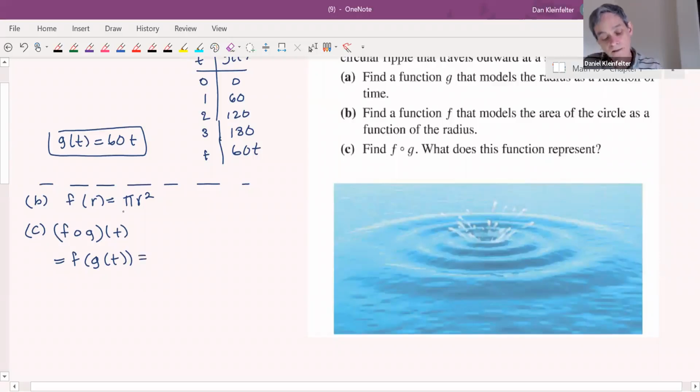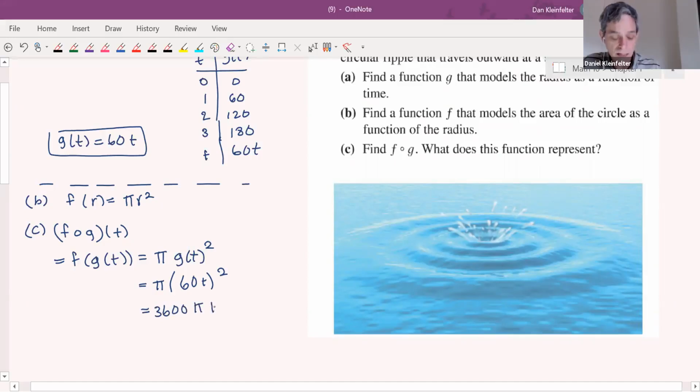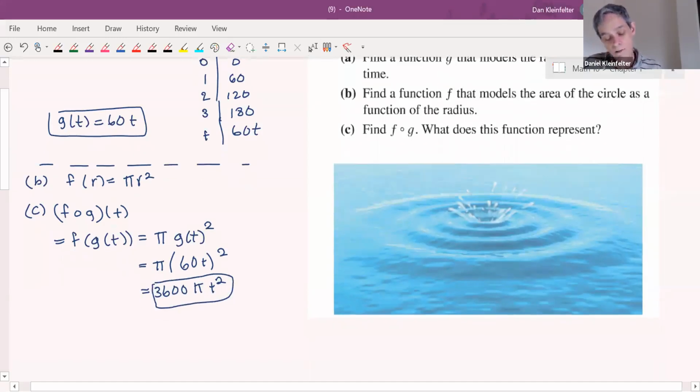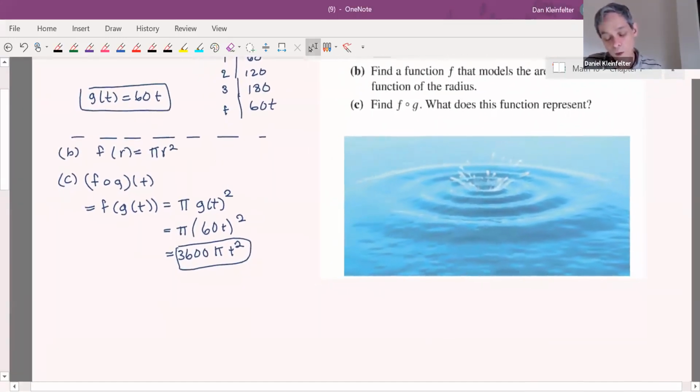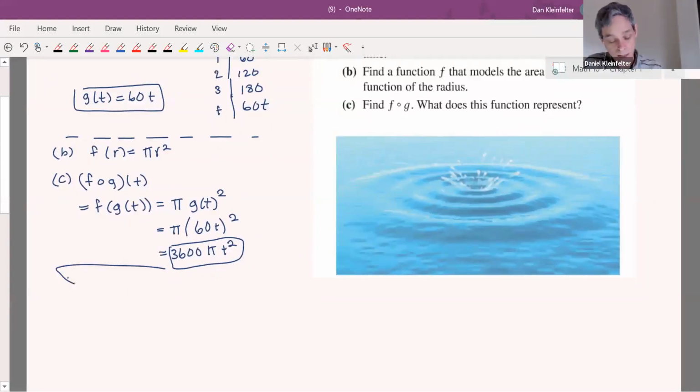So we're taking f, which is this pi r squared function, and we're putting into it g of t. So this will be pi g of t squared. That will be pi times 60t squared. And then doing the arithmetic, you should have 3,600 pi t squared. Okay, and that's our function. So what does this represent? What this represents is the area as a function of time.